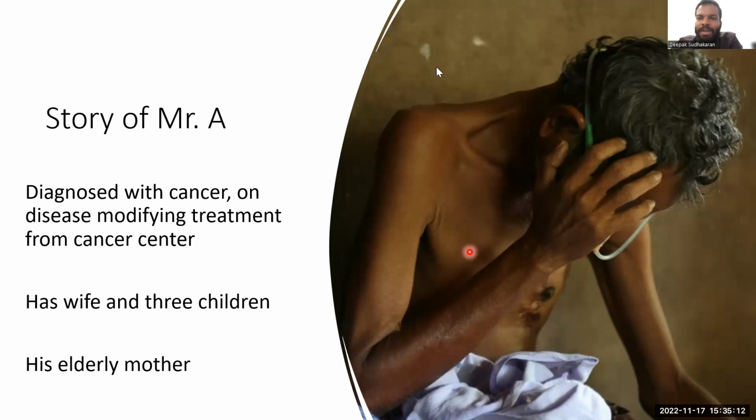He's on disease modifying treatment. That is, he's taking some chemotherapy and radiotherapy, things like that. He, from the cancer center, has a wife and 3 children. He has got an elderly mother.